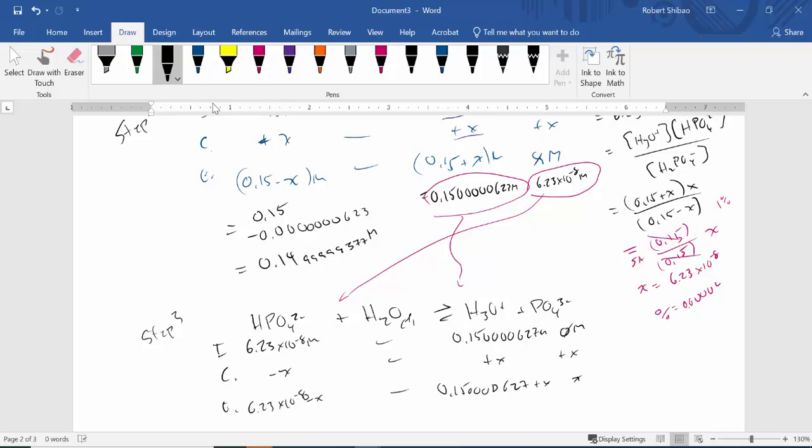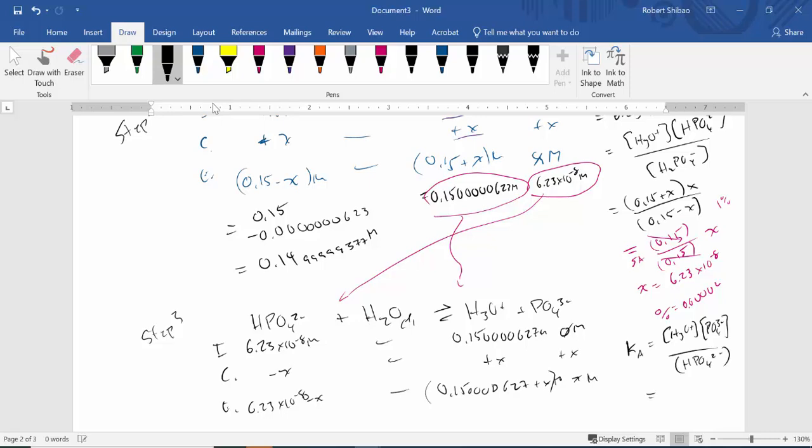I'm carrying all these digits on hydronium because I want to see how much additional hydronium I get from each step. So from step 1, I got 0.15. From step 2, I got this 627. And then let's see from step 3 how much more I get. And so the Ka is going to equal the hydronium concentration times the phosphate ion concentration divided by the monohydrogen phosphate concentration.